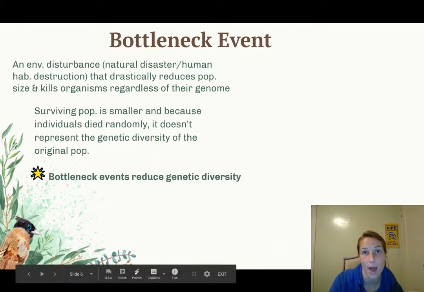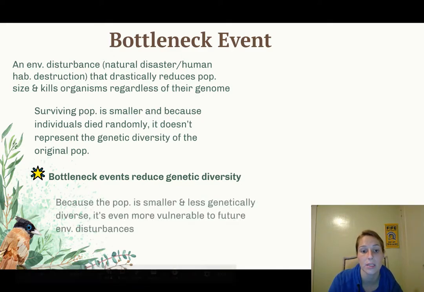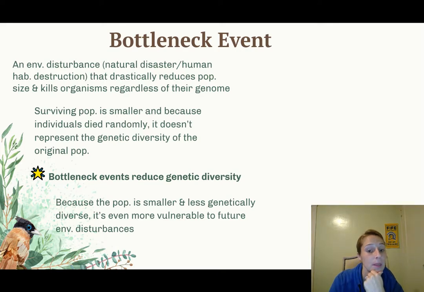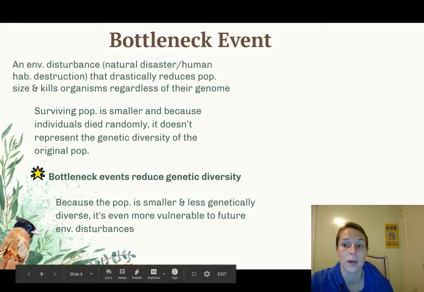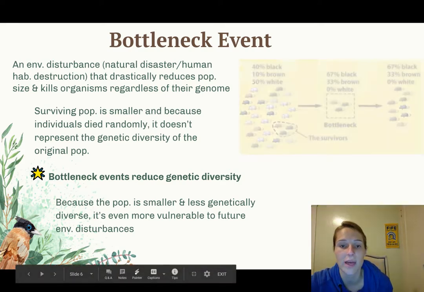So what ends up happening is a bottleneck event is going to reduce genetic diversity in that population. And because this population is smaller and it's less genetically diverse, it's going to be even more vulnerable to future environmental disturbances. So if a disease comes in after this hurricane, they're going to be less genetically able to potentially survive that.